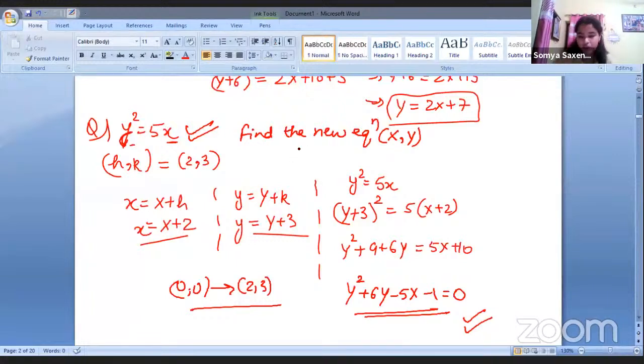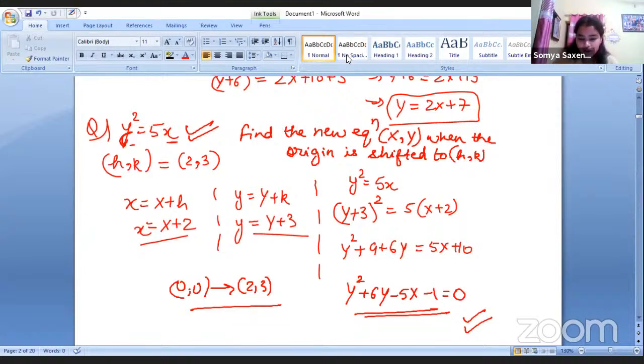So if we have to find the new equation, we have to find it in these terms, when the origin is shifted to a new point, which is h comma k. Here in this condition, h comma k is 2, 3, right? Whose turn was it? Arya. Is it clear? What do we have to find here? We just have to find the new equation.